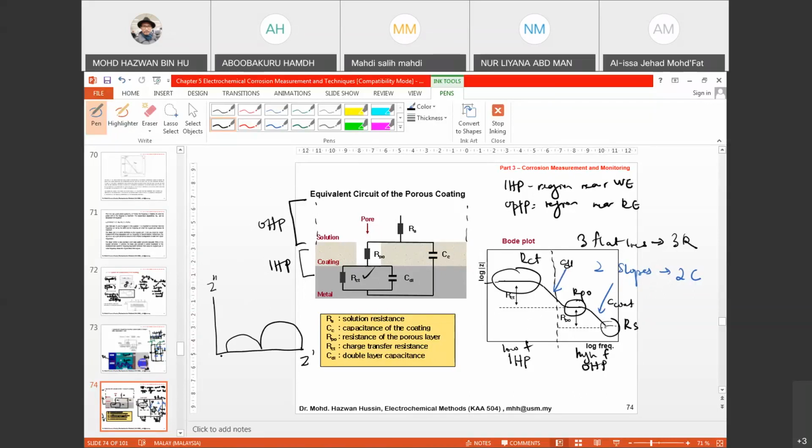Okay, all right. That indicates that this is actually RS. First semicircle. The first semicircle is what? Anyone knows? It's equal to RPO. And the second semicircle is equal to RCT. Is it okay to everyone? Yes, okay. So far.